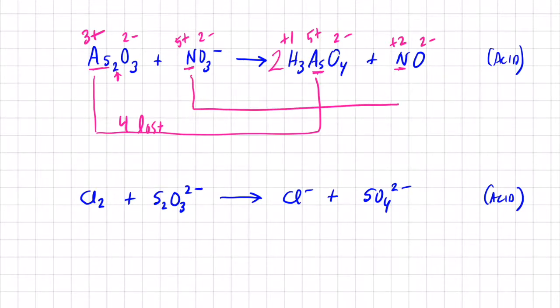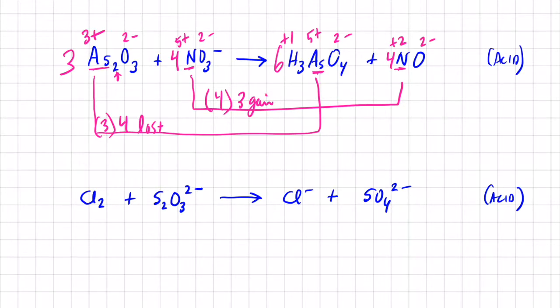Nitrogen went from 5 plus to 2 plus. It looks like it gained 3. So 3 were gained. What number do 4 and 3 have in common? 12, okay. So I want to quadruple the number of nitrogen species by putting a 4 there and a 4 there, and we'll triple the number of arsenic species by putting a 3 there, and we'll change that 2 to a 6.